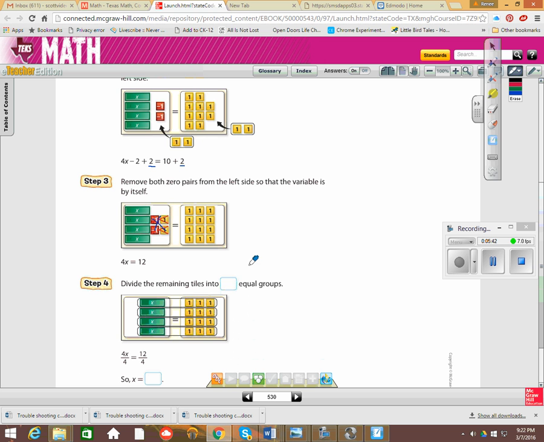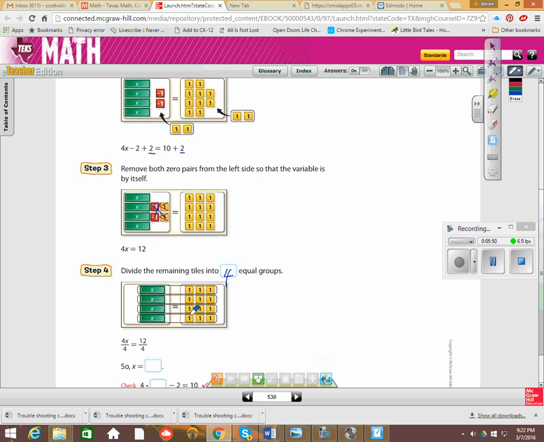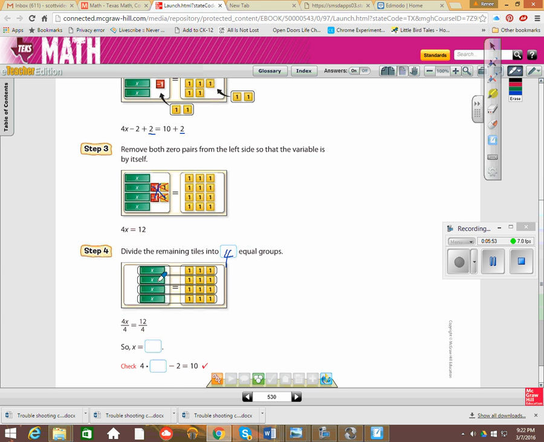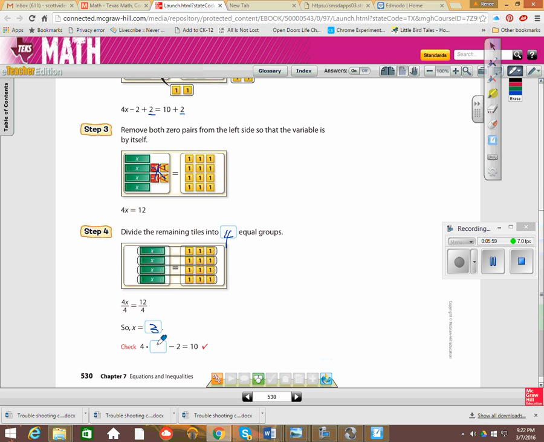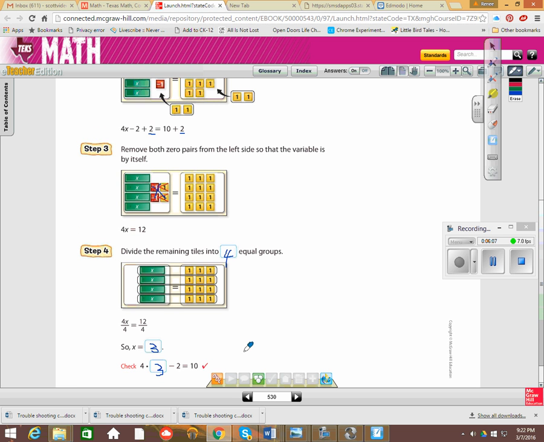And step 4, divide the remaining tiles into how many equal groups? Looks like it's 4 equal groups. That, in essence, you're dividing by 4. So in each group, there's 3. So you see x is equal 3. So you have 4 times 3, 12, and 12 minus 2 is 10. So it checks out.